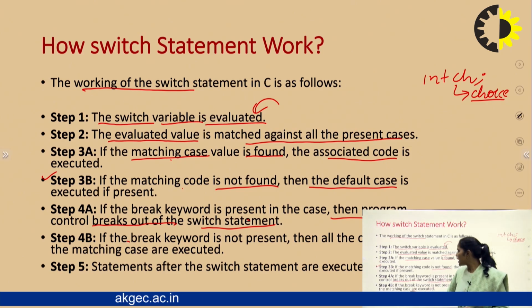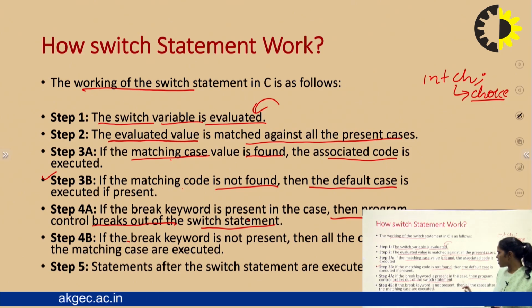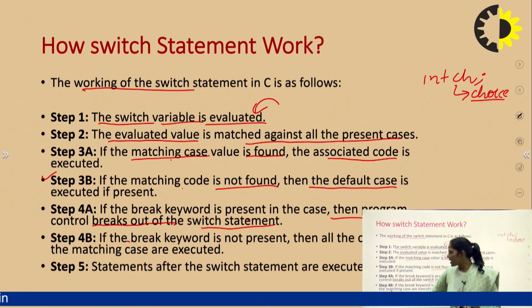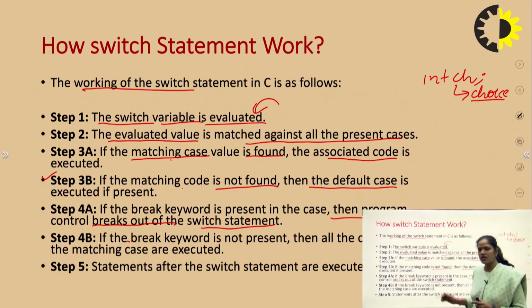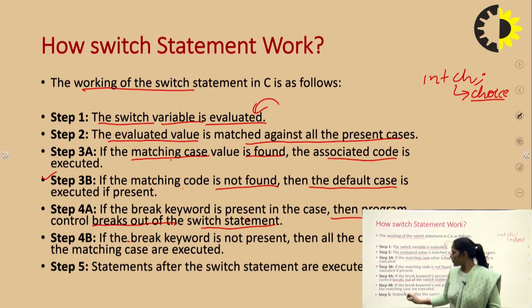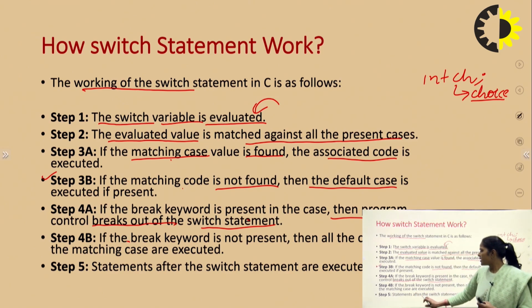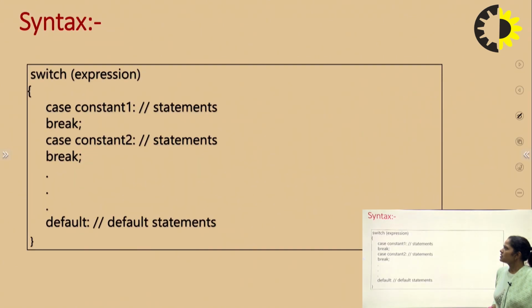Next, if a break statement or break keyword is not present, then all the cases of the switch statement after the matching case are executed. If the break statement is not written in the program, then there is a possibility that all remaining cases will get executed in the program. Then the statements after the switch statement are executed. So this is the process of how the switch statement works.